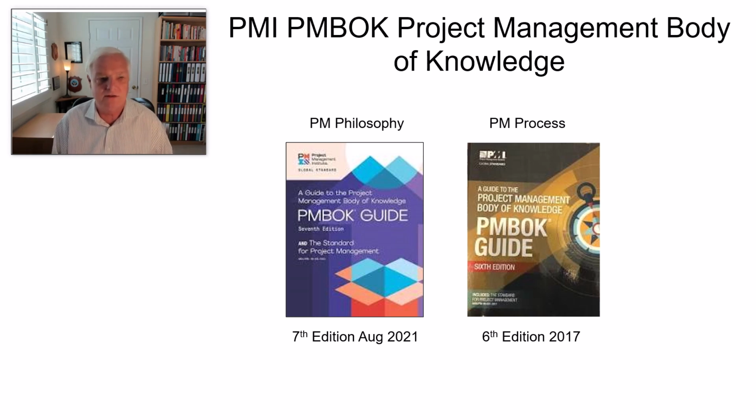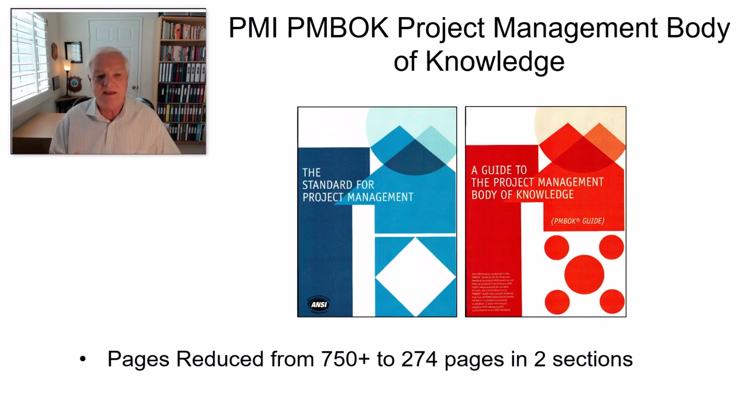So if we take a look at the two, the big thing is that in the old book, let me show you, here's the new PMBOK, it's that thick. Here's the old PMBOK, it's that thick. So there was a reduction from 750 pages to 274 pages, broken into two sections. The first section is up in the front end, so you'll be able to go to the front of your book and you'll notice that it is focused on this particular area, the standard for project management.